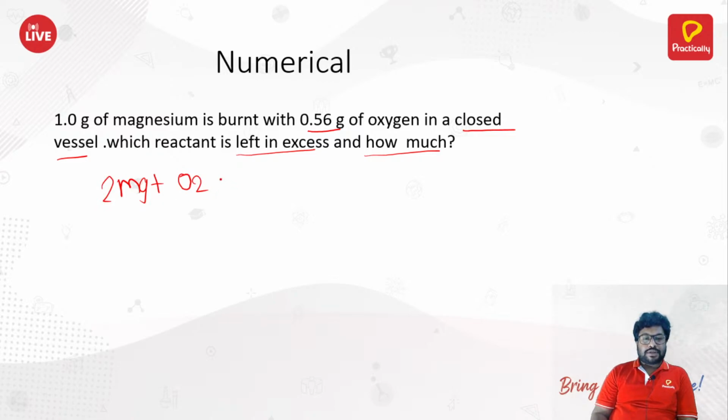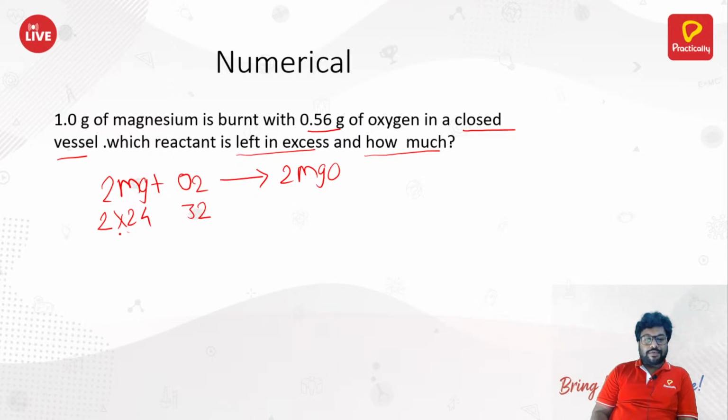So 2 magnesium plus oxygen gives you 2 MgO. The atomic mass for magnesium is how much? Magnesium's atomic number is 12, so atomic mass is 24. So 2 into 24. Oxygen is how much? 32.